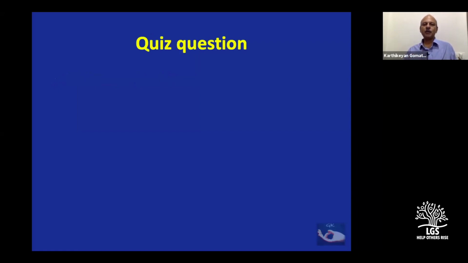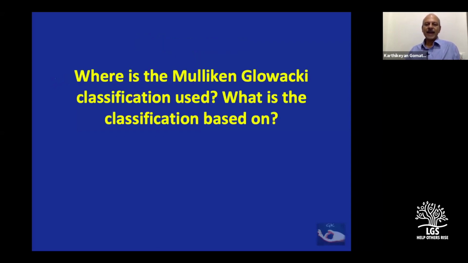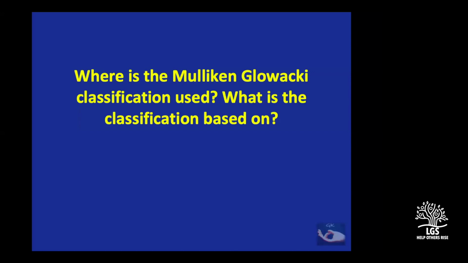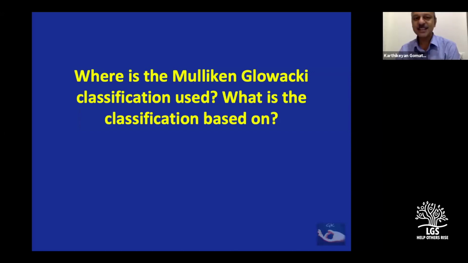So now, before we wind up, the quiz question: where is the Mulliken-Glowacki classification used, and what is the classification based on? Yes? Any answers? Sir, for vascular malformations, sir. Yes, good. It is used for vascular malformation. What is this classification based on?